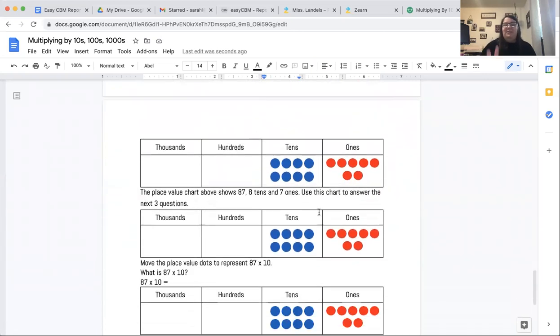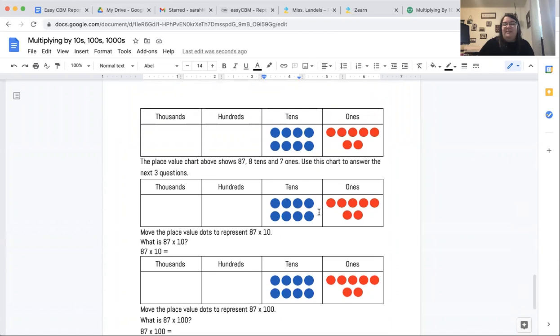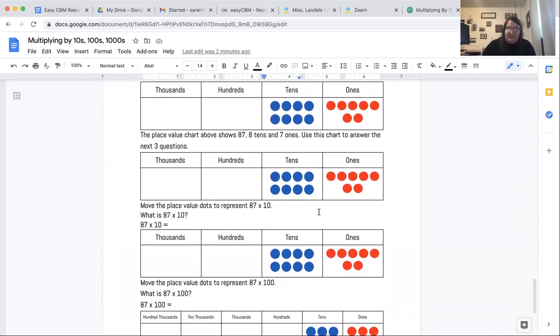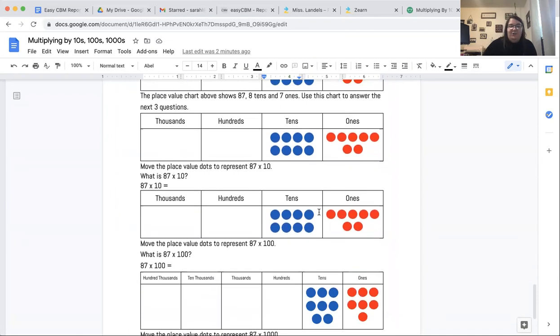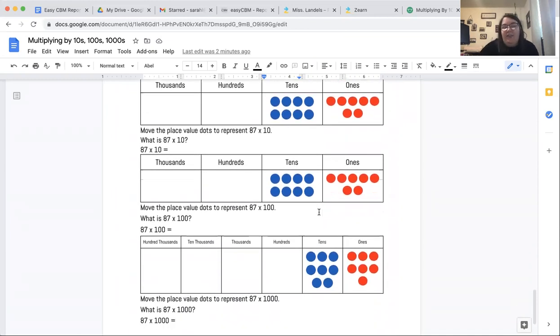And the final one we're going to do is 87. So we have 8 tens and 7 ones. And we are going to use our place value charts to show 87 times 10, 87 times 100, and 87 times 1,000. Okay, you can move these one by one, or you can move all of your place value markers at a time. It is up to you. Make sure not only do you move your place value markers, but you also answer the problem right below. Okay, I'm looking for both of those to be completed.